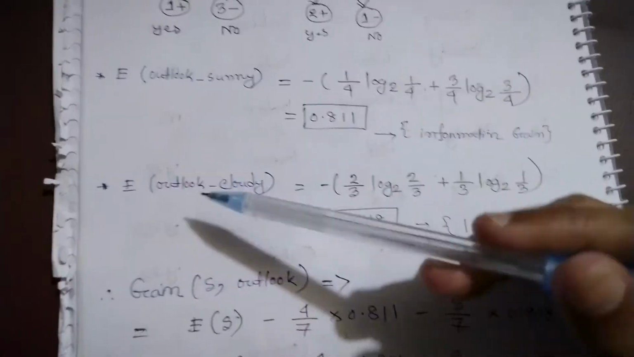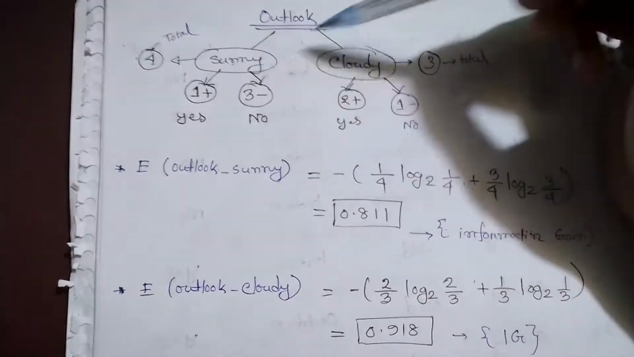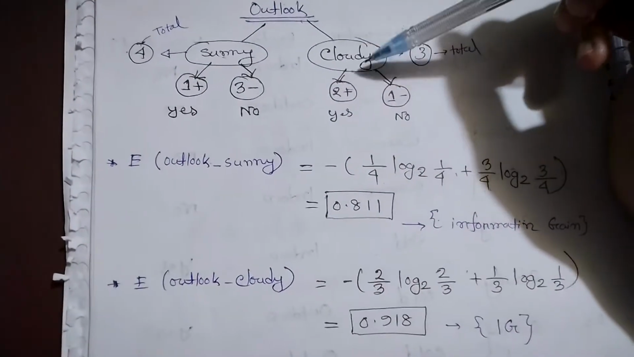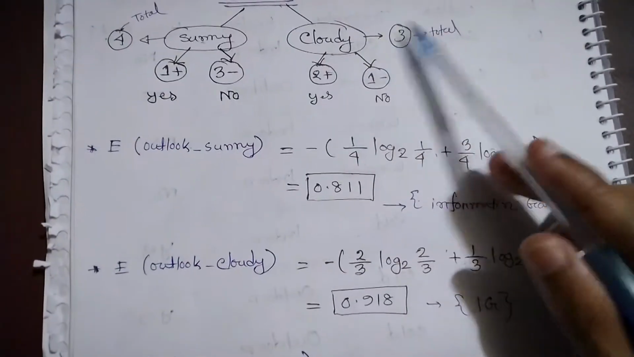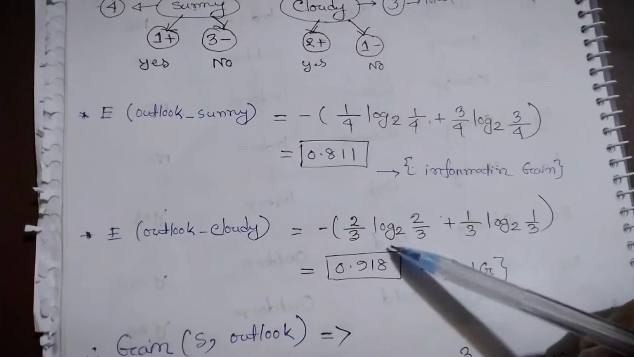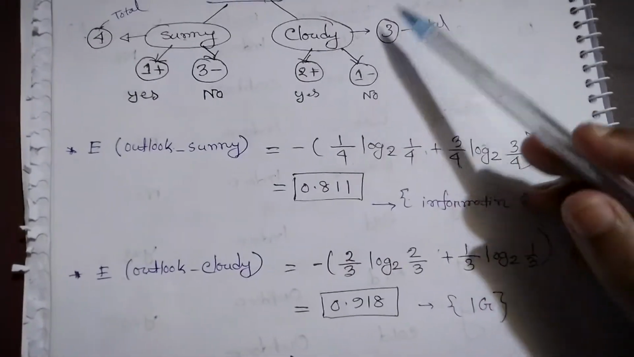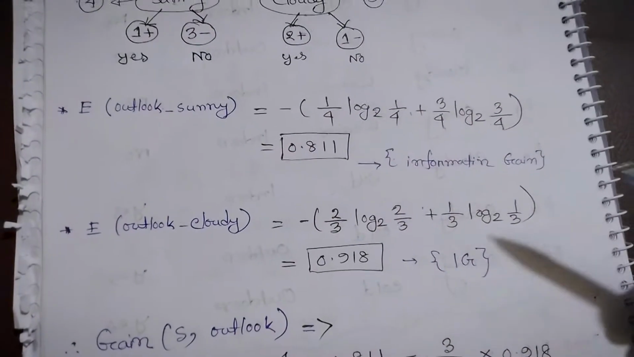Now we need to find it for outlook cloudy, because there are two parts of outlook, one is sunny and one is cloudy. The same way you would find it for cloudy. For cloudy the total number of items is 3, and out of them 2 is yes, so 2 by 3 log 2 of 2 by 3. 1 is no, so 1 by 3 log 2 of 1 by 3, which gives 0.918, the information gain.